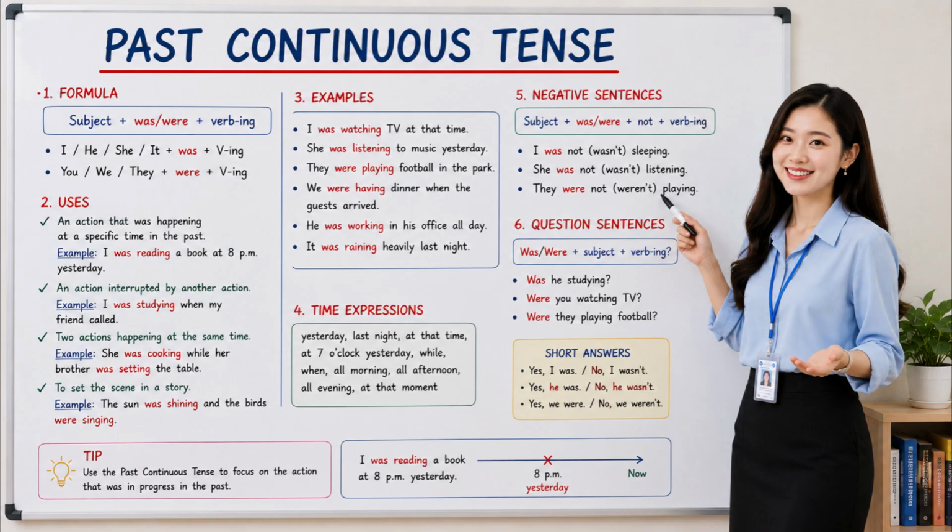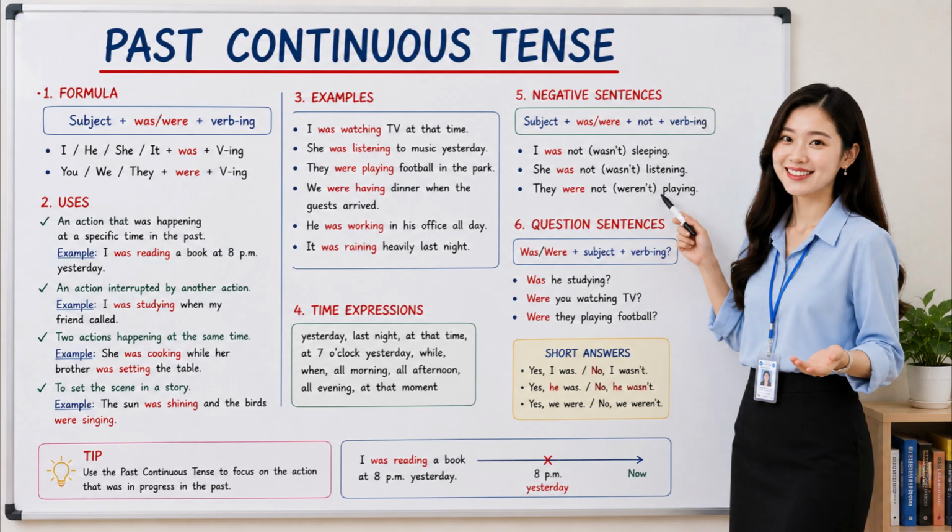5. Describing temporary situations in the past. The past continuous can describe temporary actions or situations that existed for a period of time in the past. Examples. I was staying with my uncle during the summer. She was working in a restaurant last year. They were living in Phnom Penh at that time. We were taking extra English classes. He was learning how to drive.